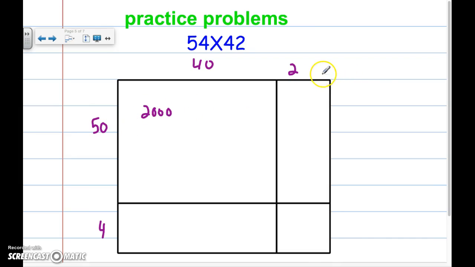Now I'm going to do 5 times 2. Well, that's pretty easy because that's going to be 10 and then put a 0 on the end. So 50 times 2 is 100. 4 times 40, that's going to be 160. And 4 times 2 is 8.